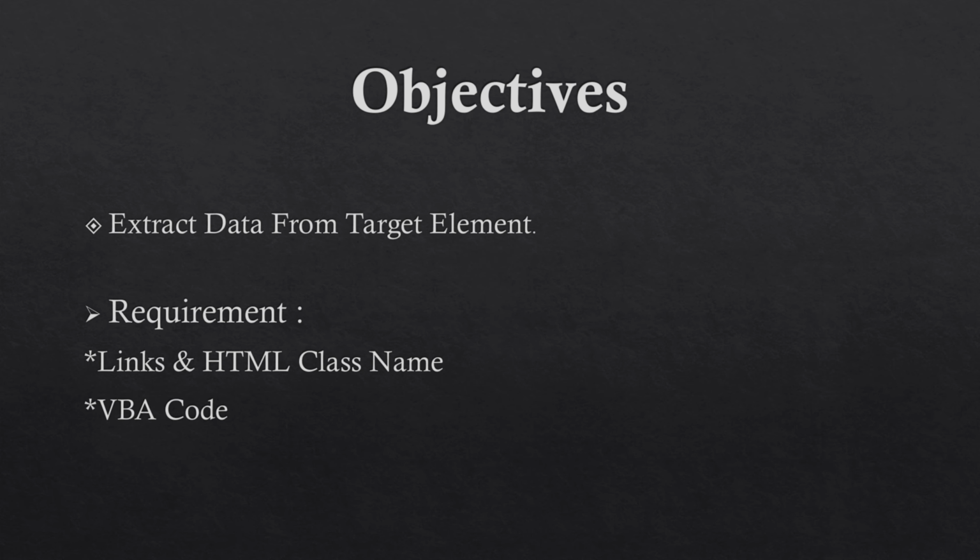Let's understand the objectives. The first and the main objective is to extract the data from the target element. Next is requirements. For that we will need first links and HTML class name and then VBA code. So let's see how it works.